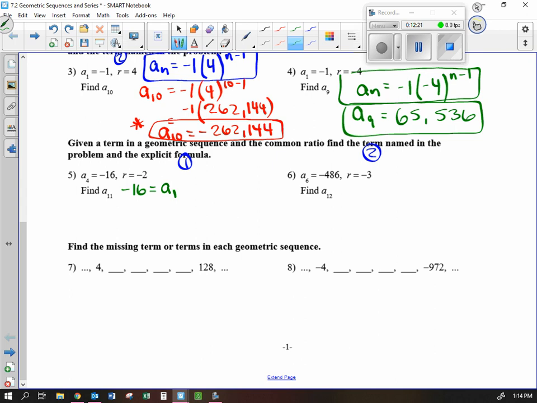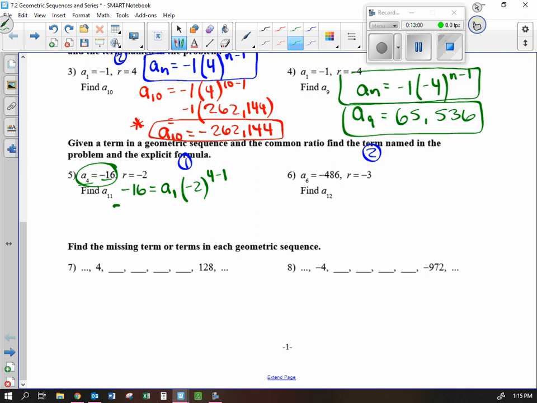Negative 16 equals a sub 1 times our r that we were given, raised to 4 minus 1. Why did I replace n with 4? Well, a sub 4 equals negative 16. My a sub n is negative 16, and my n value is 4. That's how this is set up for us to solve for a sub 1. Once we have a sub 1, we can plug that back into the explicit formula and then solve for a sub 11. So let's do this.